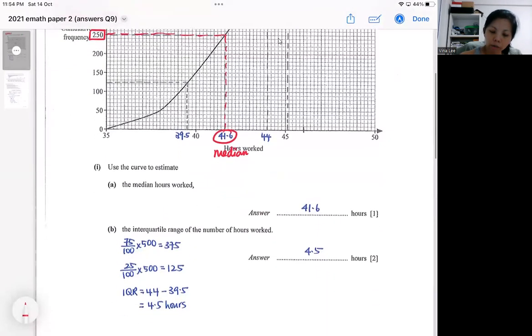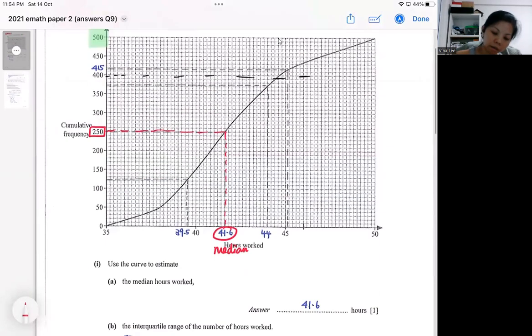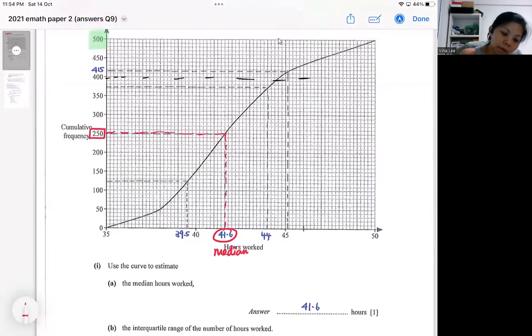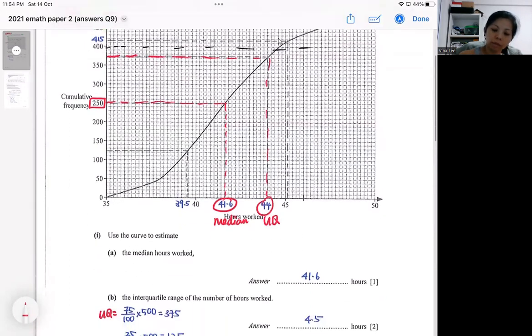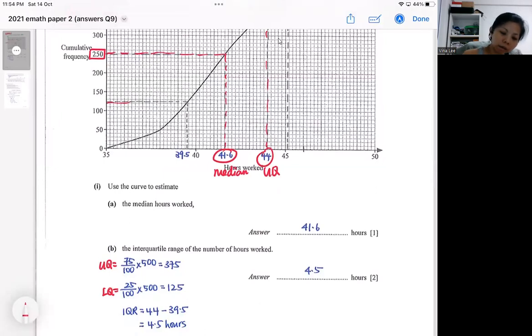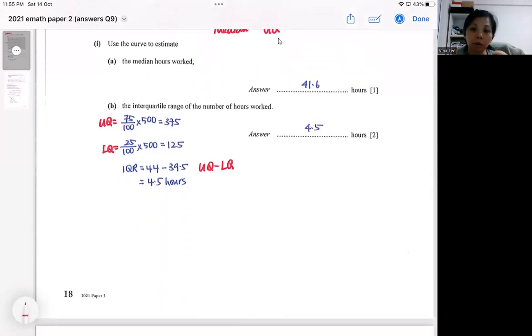Then for the interquartile range, don't forget you need to calculate the upper quartile. Upper quartile is the 75th percentile of the total. So for the 75th percentile, 375 will be somewhere here. So this is the upper quartile. Lower quartile is the 25th percentile here. Basically, you just subtract upper quartile minus lower quartile. The interquartile range measures the consistency. If you have a very small interquartile range, that means the data is more consistent. This one is the basic one that you should know.